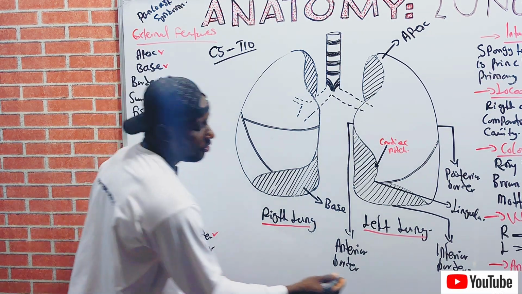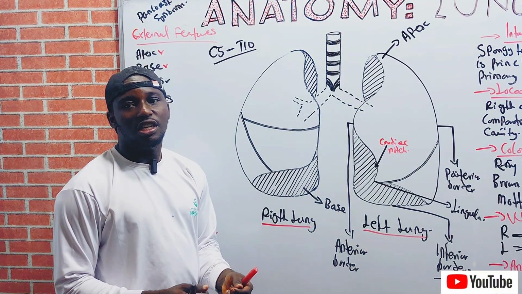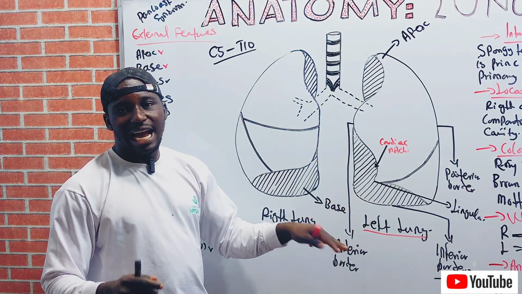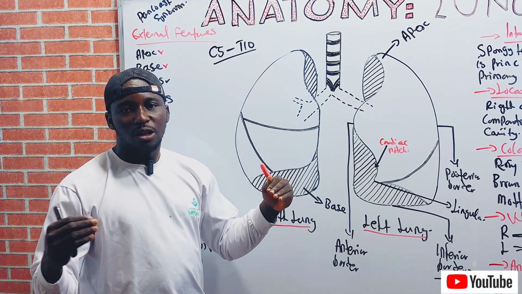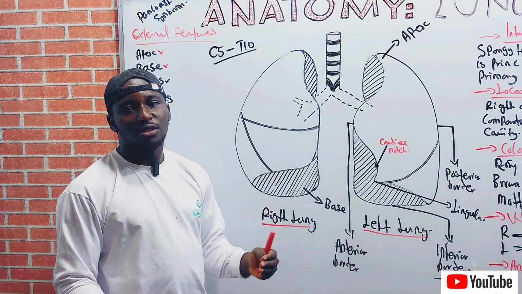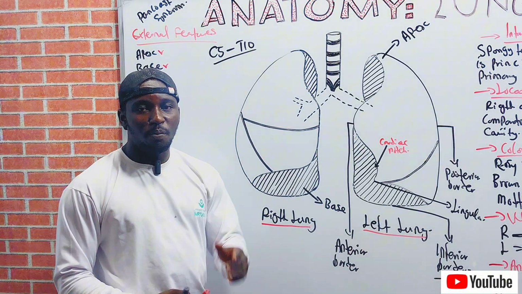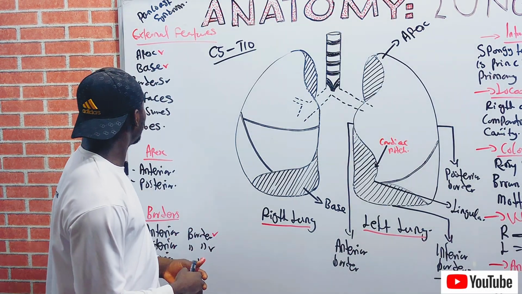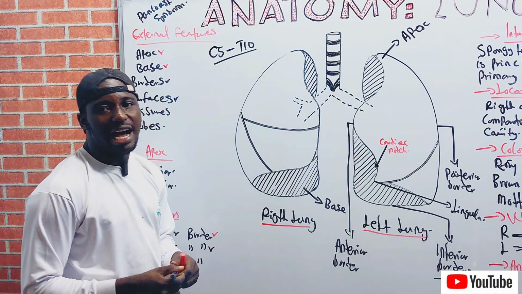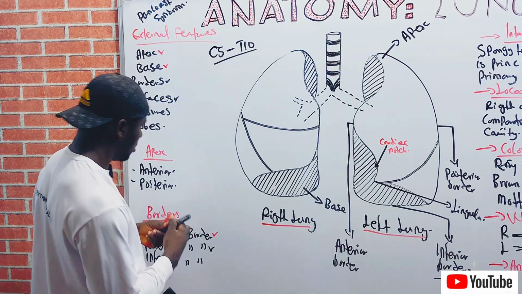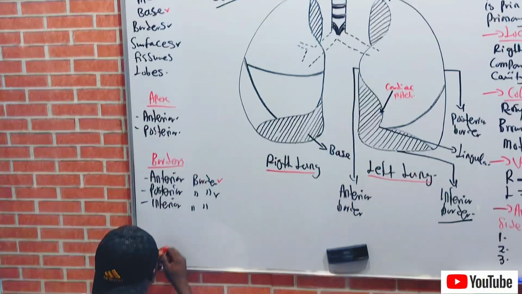Now the inferior border of the lungs is the lower border, and it has a semilunar surface. It separates the costal surface from the medial surface. So that is all about the inferior border. Now, the next we shall be discussing is the surfaces. The lungs have two surfaces.